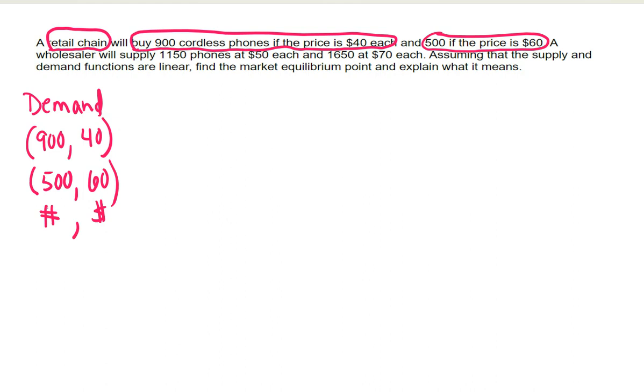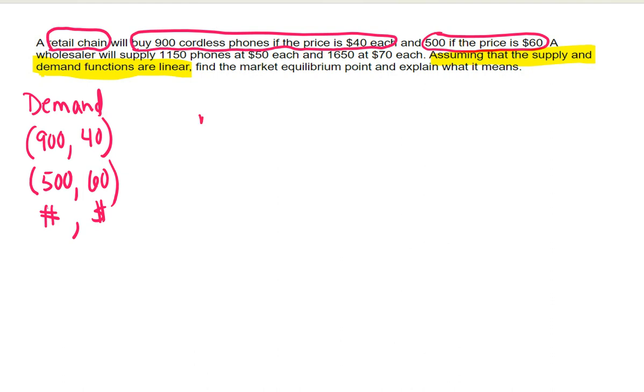And then it goes on to talk about the wholesaler, which I'll deal with in a second. And it says, assuming that the supply and demand functions are linear, find the market equilibrium point and explain what it means. I need some linear functions. They are not giving me linear functions at all. All they're giving me is a couple of ordered pairs. But from chapter 1, I know how to do that.